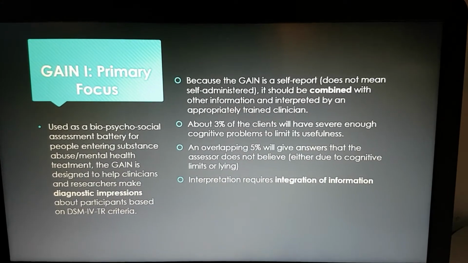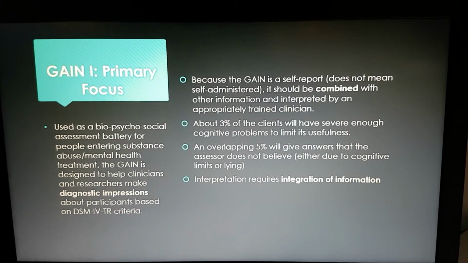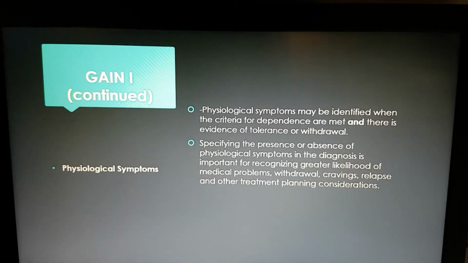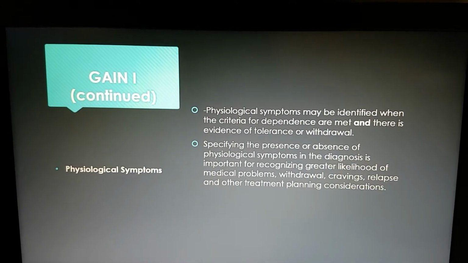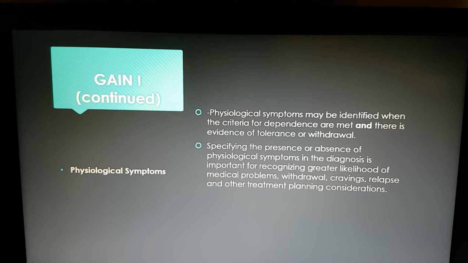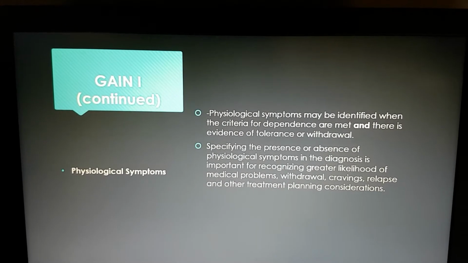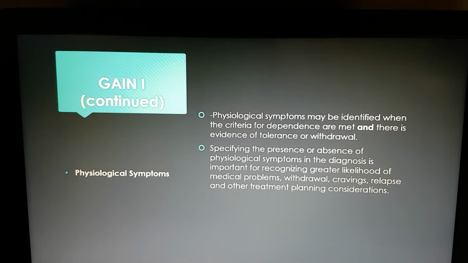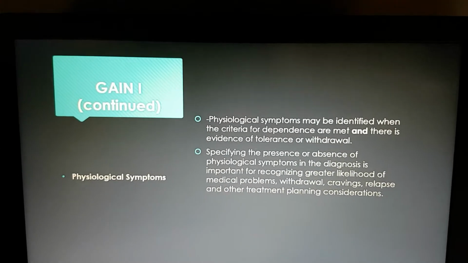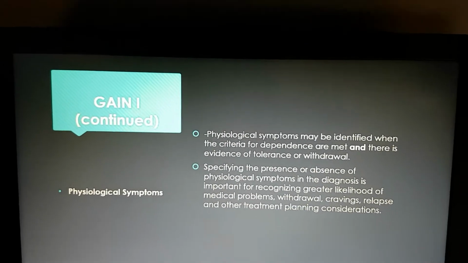So then the GAIN goes into physiological symptoms. Physiological symptoms may be identified when the criteria for dependence are met and there is evidence of tolerance or withdrawal. And specifying the presence or absence of physiological symptoms in the diagnosis is important for the greater likelihood of medical problems, withdrawal, cravings, relapse, and other treatment planning considerations. So definitely withdrawal being medical stuff. This is where a medical detox would be required.